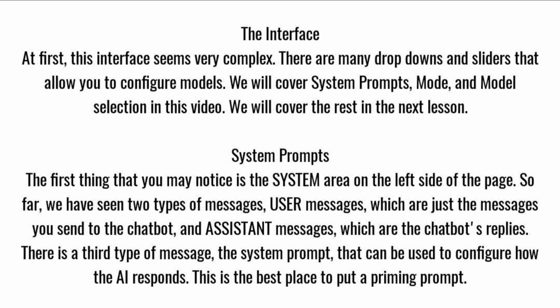System prompts. The first thing that you may notice is the system area on the left side of the page. So far, we have seen two types of messages: user messages, which are just the messages you send to the chatbot, and assistant messages, which are the chatbot's replies. There is a third type of message, the system prompt, that can be used to configure how the AI responds. This is the best place to put a priming prompt.